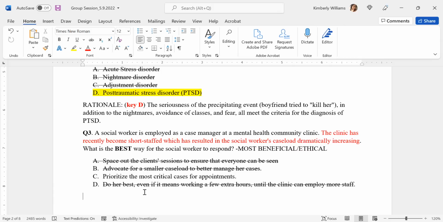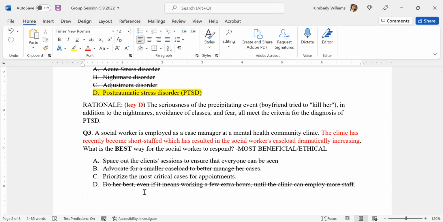Okay. What were you gonna say, Rochelle? The clinic is short staffed. So if you were to get a smaller caseload, who's gonna be there to see the clients? See, that's why we be in the situations we in. What about D? Do her best, even if it means working a few extra hours until the clinic can employ more staff. We gonna work ethically, I think that would be the right one.